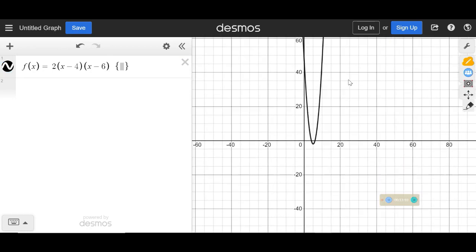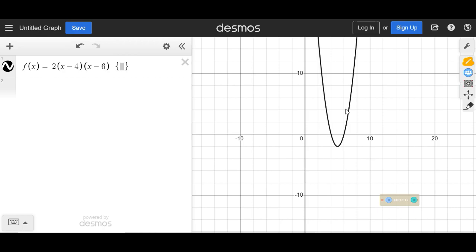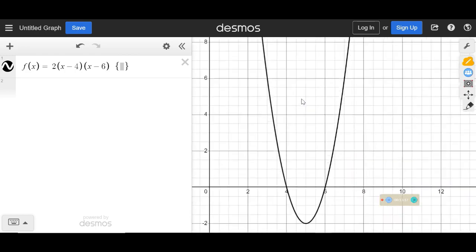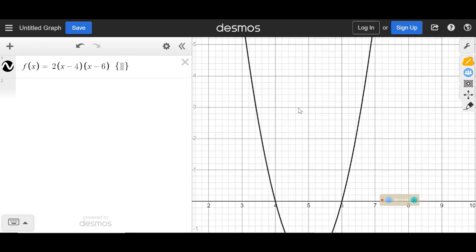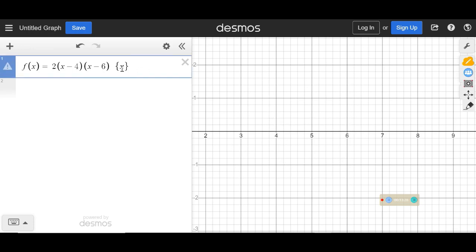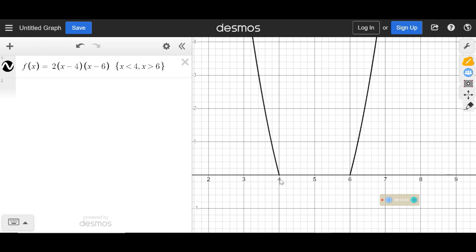What values would I want to put in my inequality? For what values is this going to be positive? We had these numbers that we wanted to see, which were 4 and 6. So we need 2 inequalities. I want to show x less than 4, and then I put a comma, and then I want to show x that's greater than what? Greater than 6. So now we will be looking at the parts of the function that are positive.